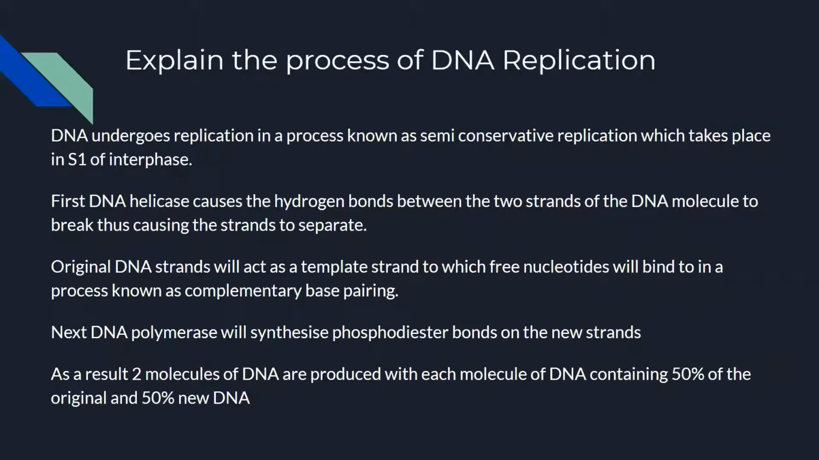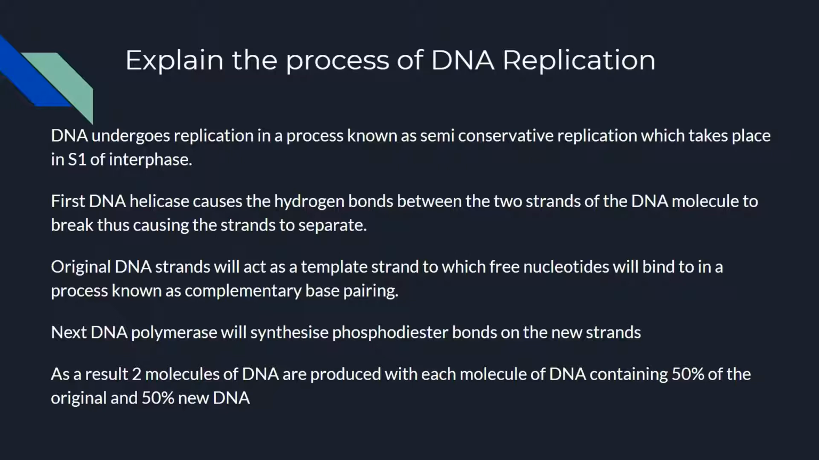So the process of DNA replication is known as semiconservative replication, and this takes place in S phase of interphase. In the first stage of semiconservative replication, DNA helicase will cause the hydrogen bonds between the 2 strands of the DNA molecule to break, thus causing the strands to separate.